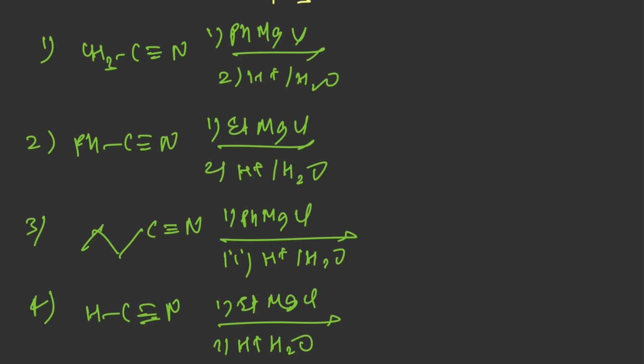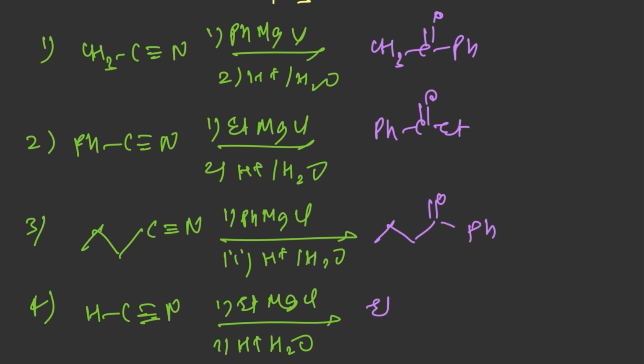So the answer in the first is CH3C=O Ph, second is PhC=O Et, third is C=O Ph, and fourth is EtH plus MgCl and CN. In the fourth, actually, this Et⁻ will abstract the hydrogen, and CN⁻ will go with magnesium.